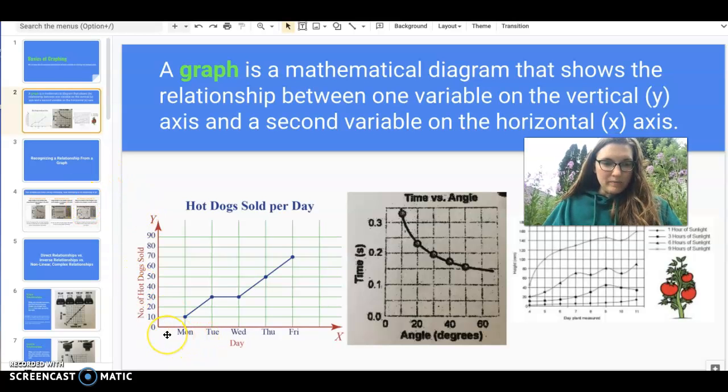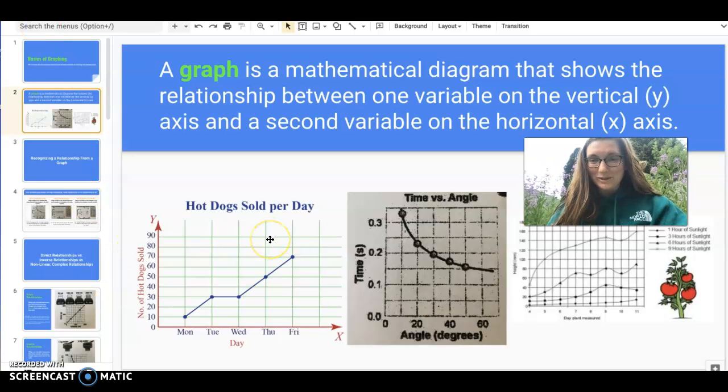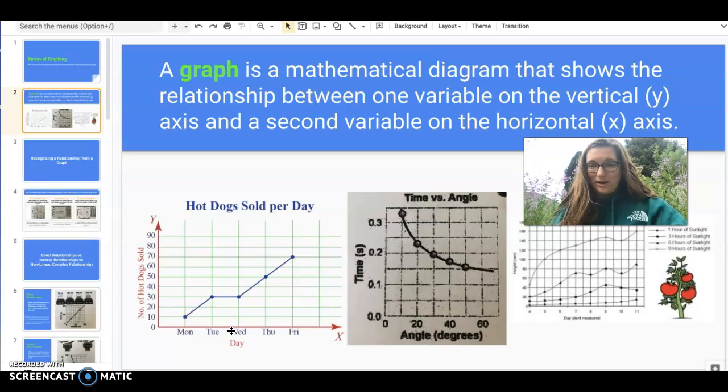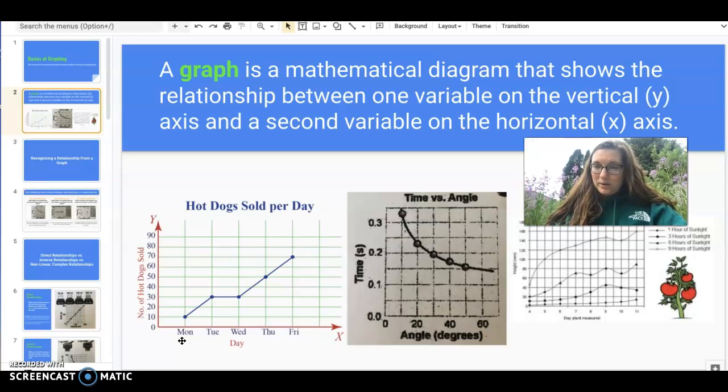We have the independent variable on the x-axis, and the independent variable is what scientists are deciding on. It's the pace of the experiment, and it is not going to be changed by the results. It's independent because regardless of what happens in the experiment, it is going to go in this regular pattern. For instance, on the independent axis here, we have Monday, Tuesday, Wednesday, Thursday, Friday. Those days are going to continue just like that.